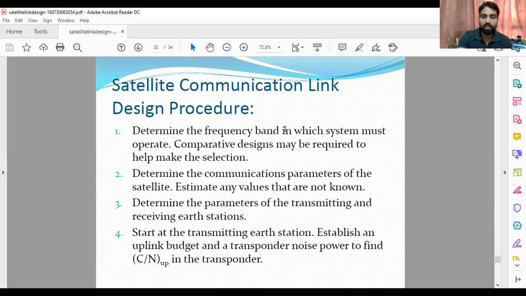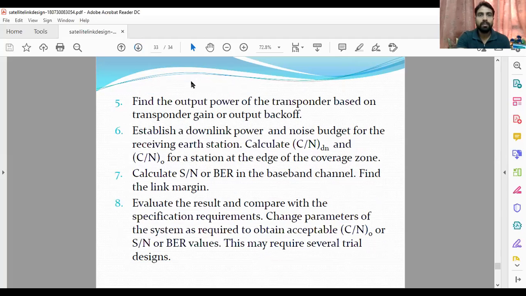So that has to be created on the basis of C by N analysis that we have already worked. Now the fifth point: find the output power of the transponder based on the transponder gain or output back-off. First, we have just calculated everything. We are sending our signal to the satellite. At the satellite, what do we have? We have a transponder. At the transponder, we are receiving power and we are creating output.